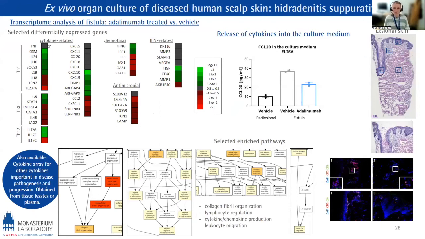So in this example of hidradenitis suppurativa, I would like to point also how important it is to not only look at lesional skin, but also perilesional skin, because if we are looking at the disease with very advanced lesions like hidradenitis suppurativa, the perilesional skin, which is also pre-inflamed, might give us more answers on responses to drugs, because in these organ culture models, we of course cannot reverse a fistula or a nodule back to normal skin.